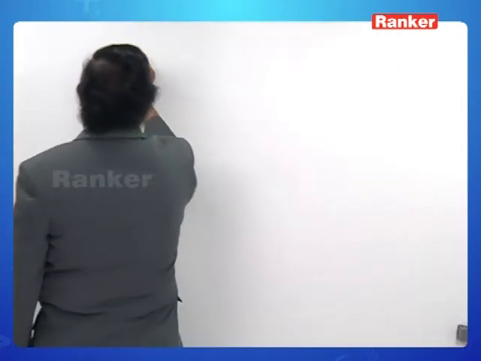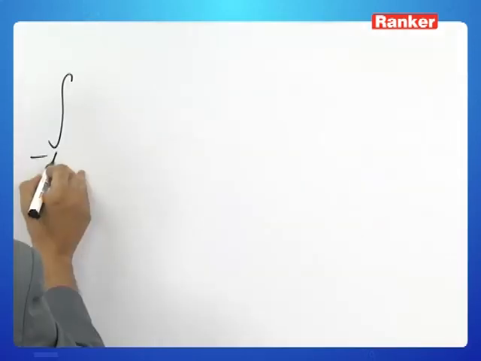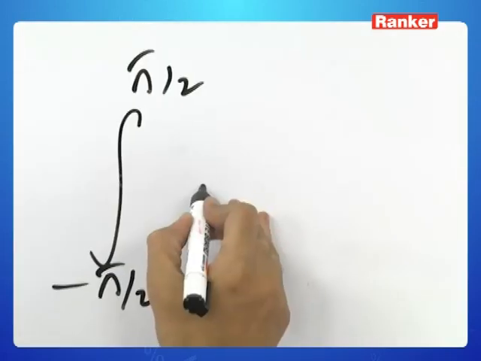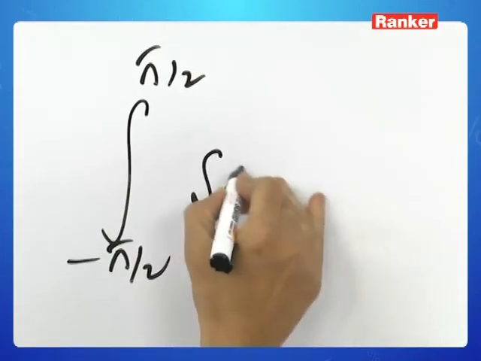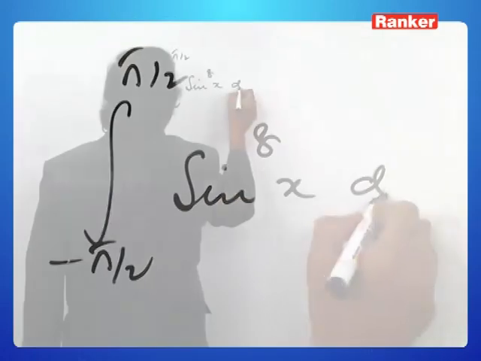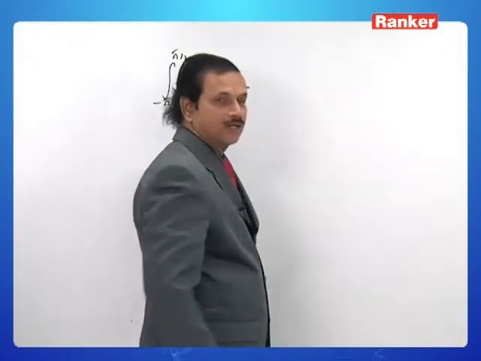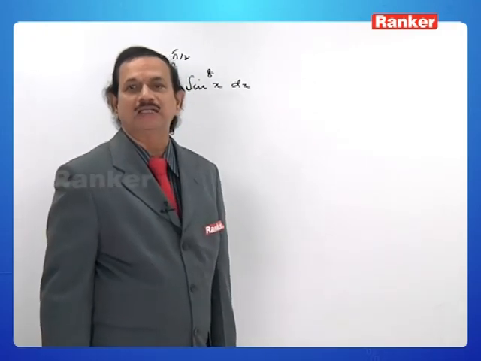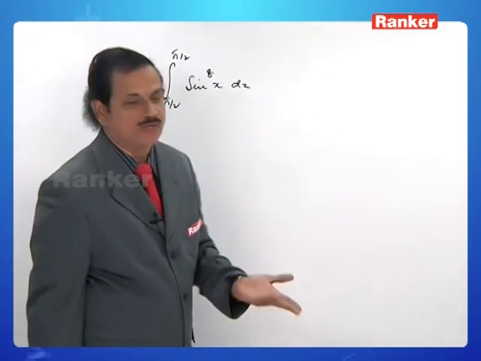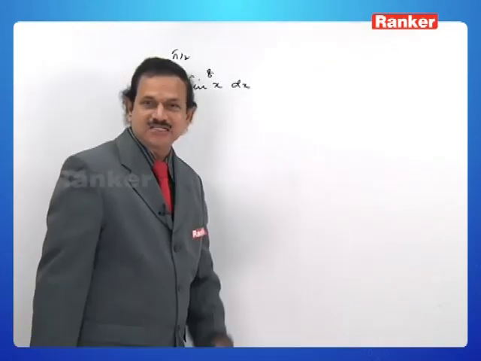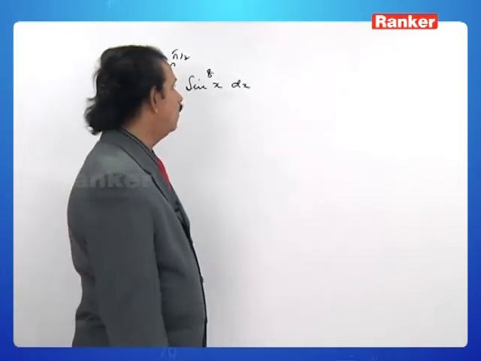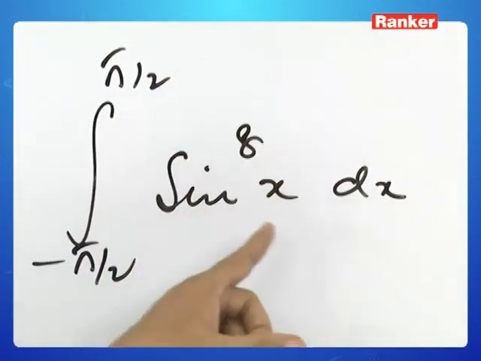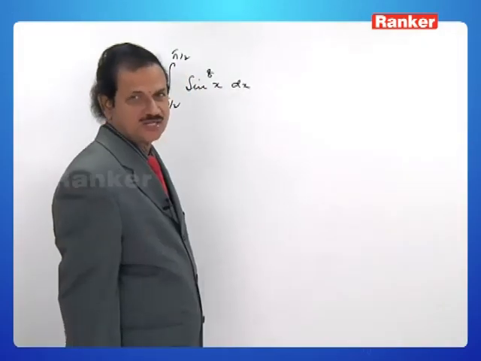You observe the case integral minus pi by 2 to plus pi by 2 sine power 8x. My dear friend, in order to make use of Wallis formula, the limits must be 0 to pi by 2. You see, here it is not such, it is minus a to a. Well, you observe this function. Is it even or odd? It is an even function, isn't it?